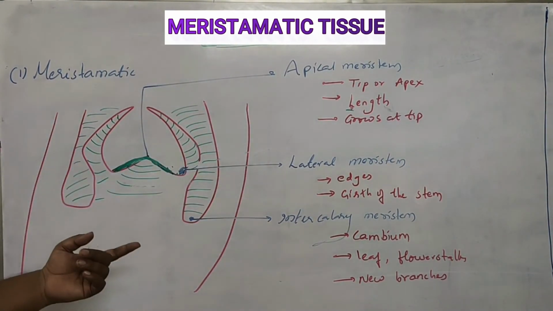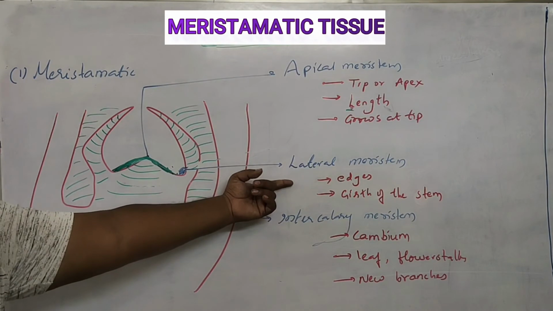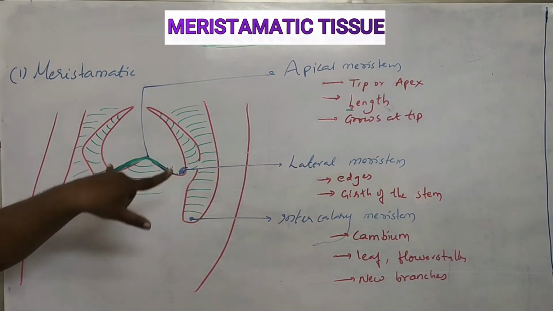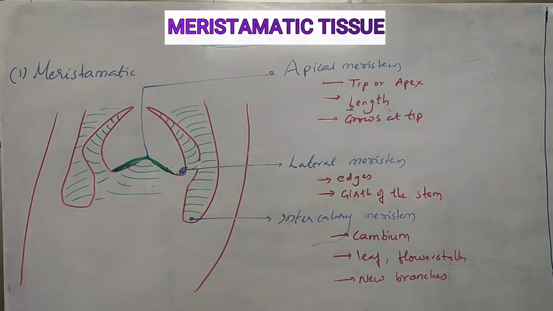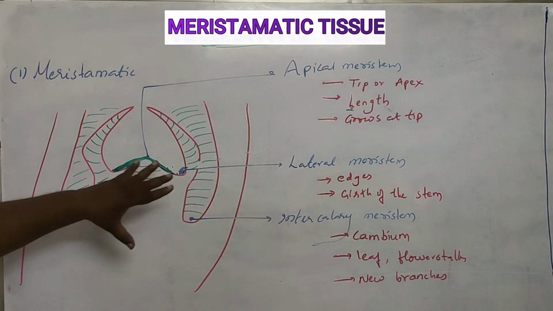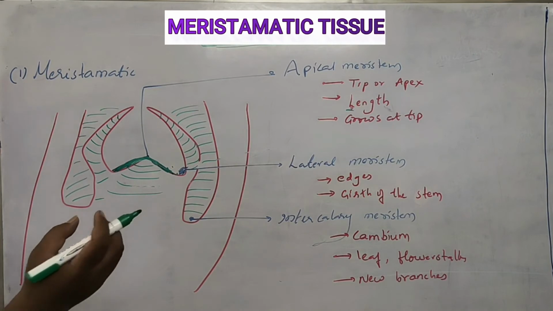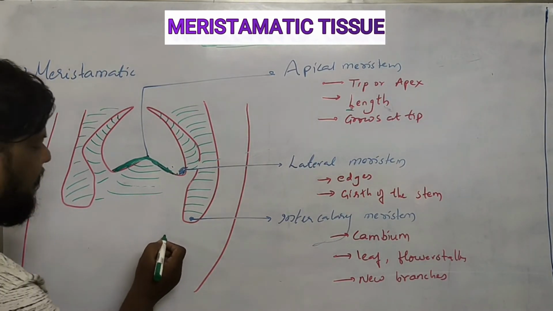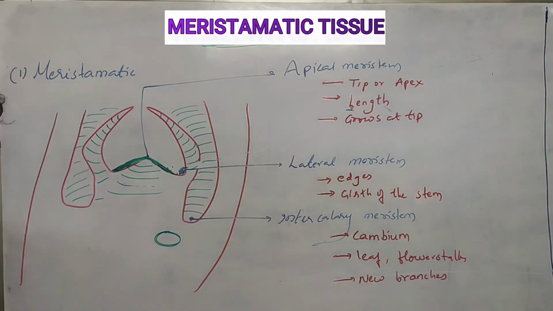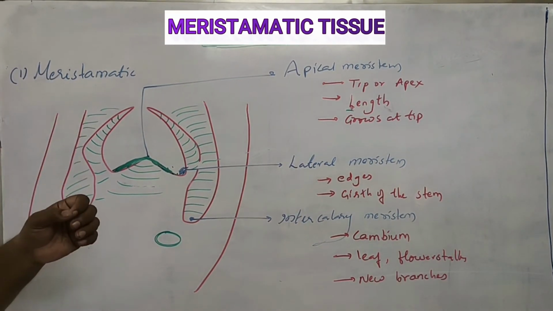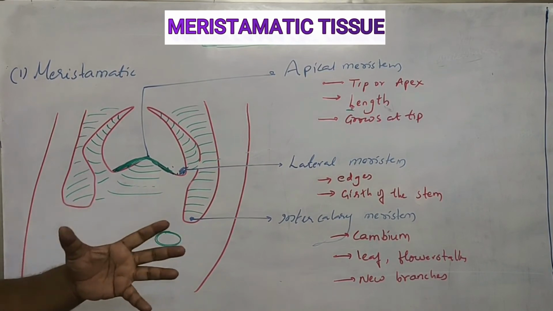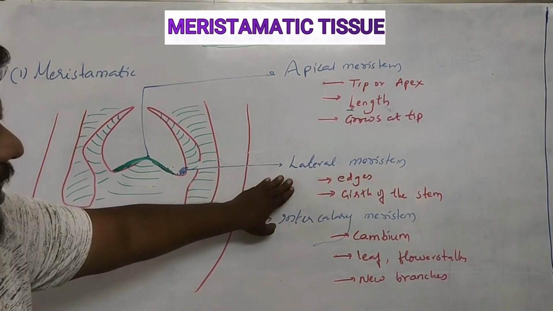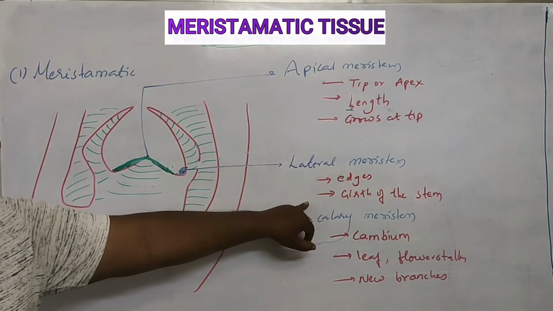And the second one is the lateral meristem. Second one is the lateral meristem. These are the tissues which are present at the edges of the meristem, and they will help in increasing the girth of the plant. That means the girth is nothing but the circumference. You can see that the stem keeps on becoming hard and hard, isn't it? It keeps on growing in its circumference also. That is how lateral meristem will help in the growth of the girth of the stem.